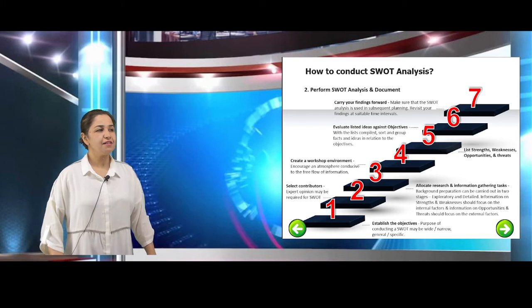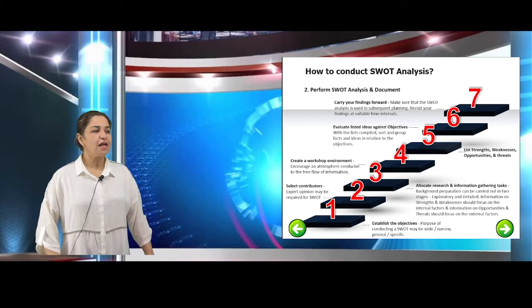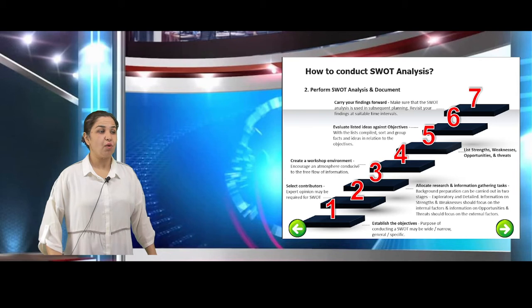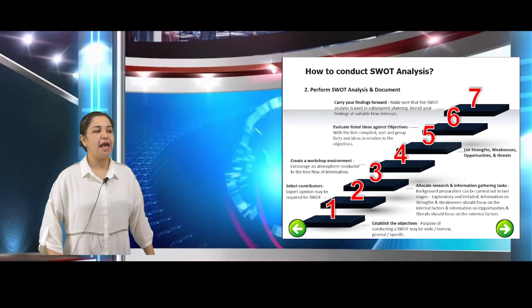Evaluation: list ideas against objectives. With a list compiled, sort and group facts and ideas in relation to the objectives. Establishing the new objective: the purpose of conducting SWOT analysis may be wide or narrow or give a good opportunity for the company. Allocating research and information gathering tasks. Background preparation can be carried out in two stages, exploratory and detailed information. Gathering information on strengths and weaknesses of the company should focus on the internal factors, and information on opportunities and threats should focus on the external factors.